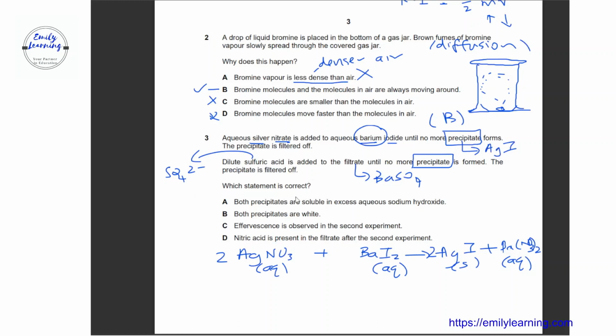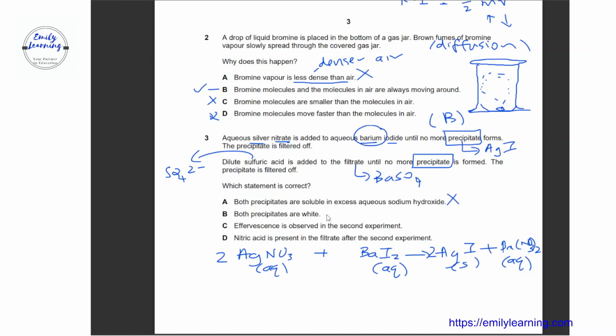Let's take a look at the statements here. Both precipitates are soluble in excess aqueous sodium hydroxide. Okay, so no, silver iodide is not soluble in excess sodium hydroxide. How about barium sulfate? Well, we'll think about barium hydroxide. Is barium hydroxide soluble? Yes, it is soluble. So it is true for barium. So barium sulfate will dissolve in excess sodium hydroxide, but not silver iodide. So A is wrong.